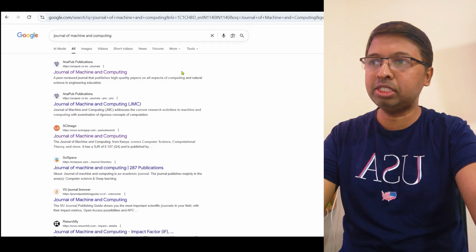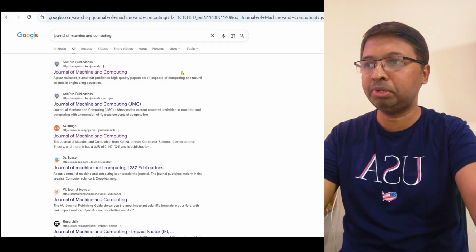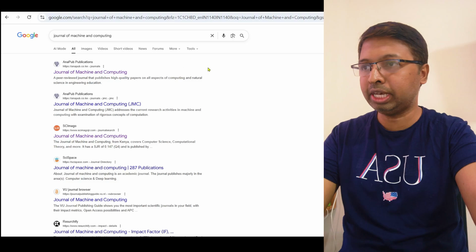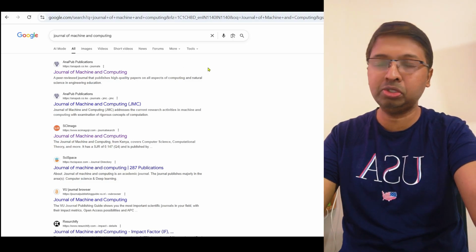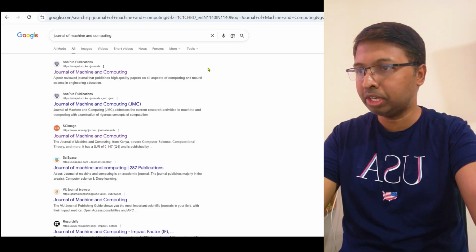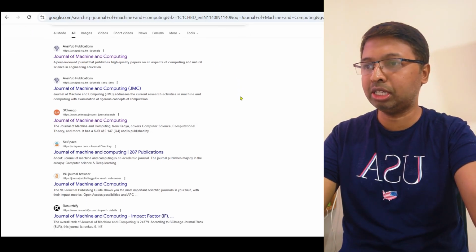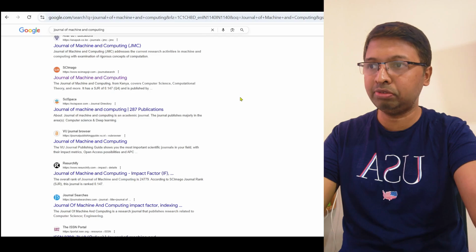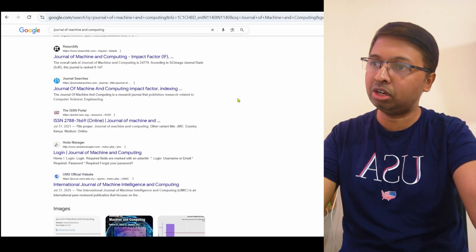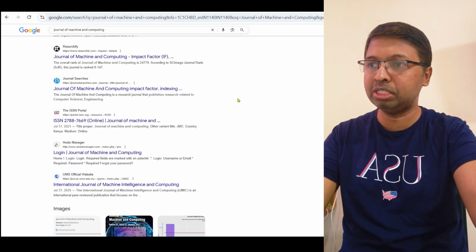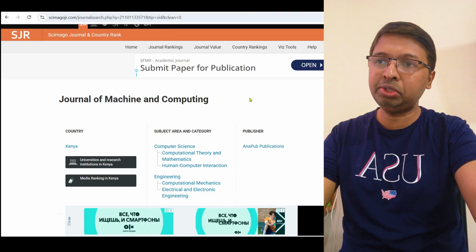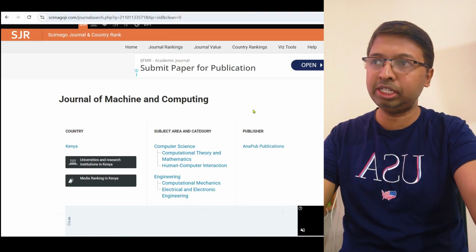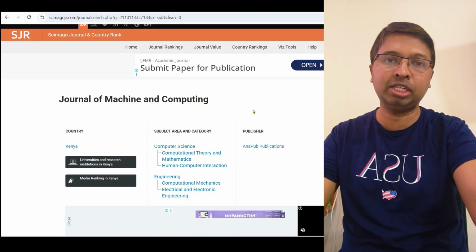So if you try to search in Google for Journal of Machine and Computing, we have one particular website link, anapub.co.ke. So it should be a Kenyan domain. Okay. So we also have the SCImago Journal Rank website having similar information about this particular journal. Also, other indexing databases we can find the same information, even in the ISSN portal also. So before going into this particular journal website, let us go ahead with the SCImago Journal Rank website.